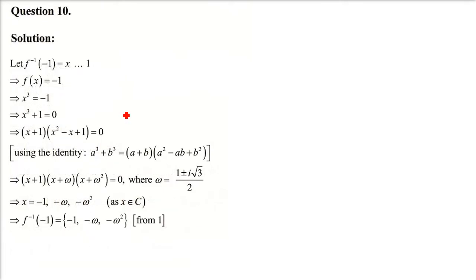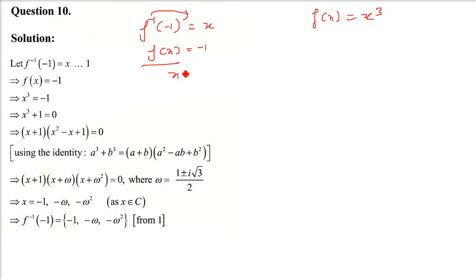So this is question number 10 now. Let f be a function from C, again the set of complex numbers, to itself given by f(x) equals x cube. So f(x) is given as x cube. Write f inverse negative 1. So f inverse negative 1 is going to be equal to x. So f(x) is negative 1 here. f(x) is already given as x cube. So equate negative 1 with x cube. What do you get? x cube plus 1 equals 0.